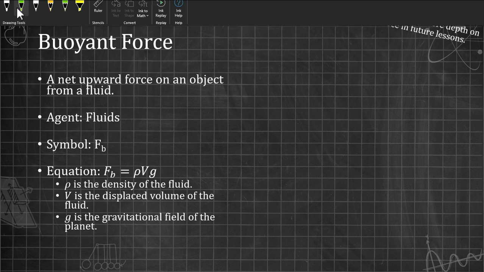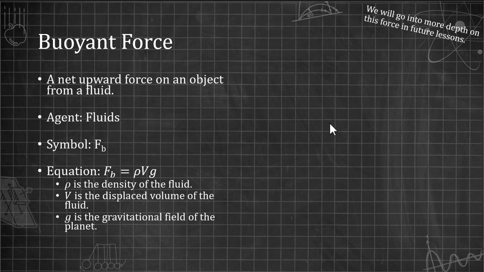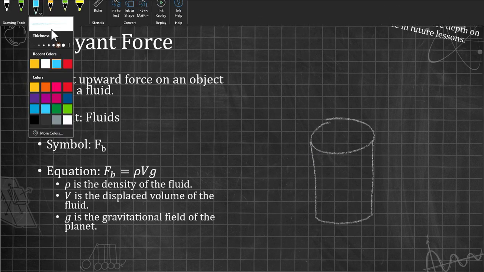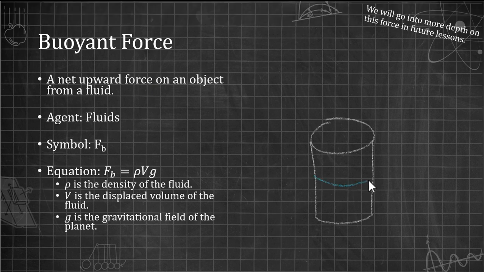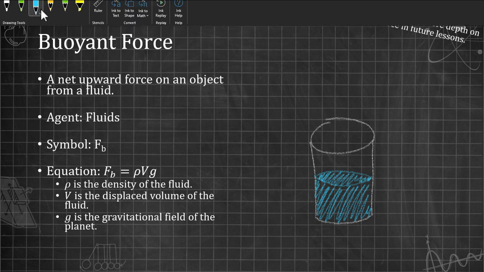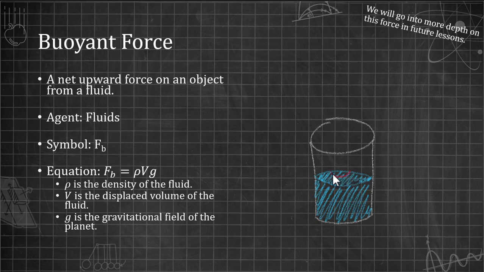Our last force is the buoyant force, which is an upward force from an object either floating in a fluid or being submerged in a fluid or suspended in a fluid. So the agent here is a fluid, and the symbol is F subscript B. The equation is the density of the fluid that the object is resting in, multiplied by the volume of the fluid that's been displaced, multiplied by the gravitational field on the planet.